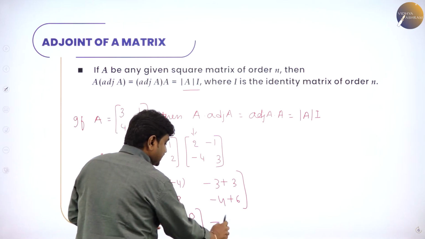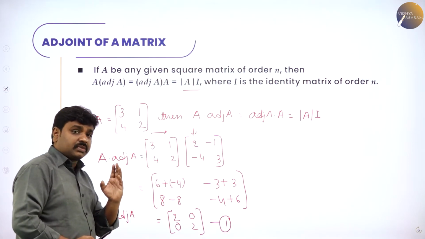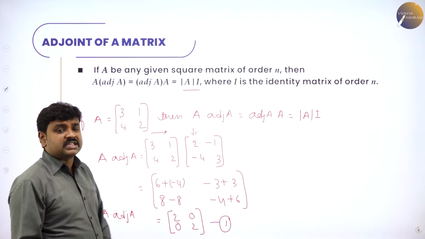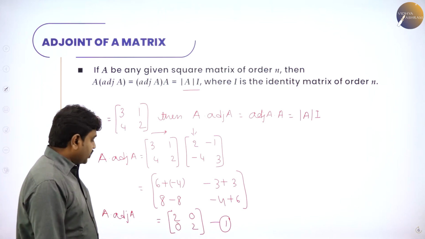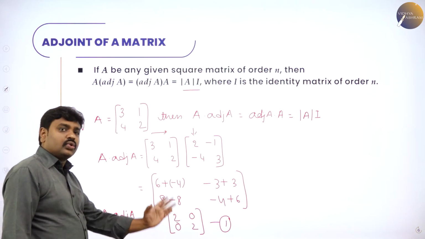You can observe this is a scalar matrix. In the chapter on matrices you studied what a scalar matrix is. A scalar matrix is a diagonal matrix in which the diagonal elements are the same. So now we got A into adjoint A. What is the value? [2, 0; 0, 2].